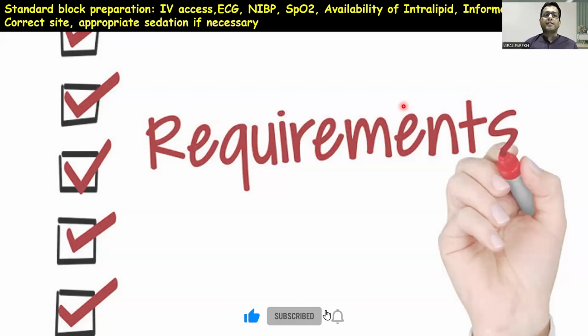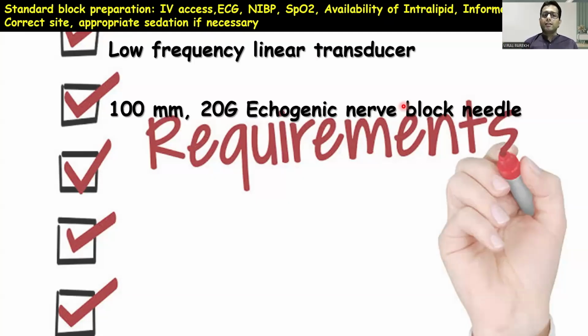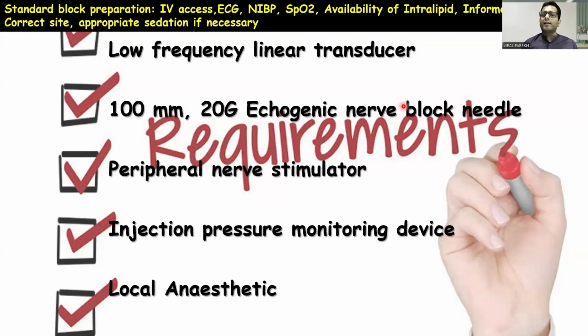You need to check for the correct site and appropriate sedation, if any. So for lumbar plexus, we need a low frequency linear transducer since it's a deeper structure, usually a 10 centimeter needle. We tend to use an echogenic nerve block needle with a peripheral nerve stimulator and an injection pressure monitoring device if it is available.